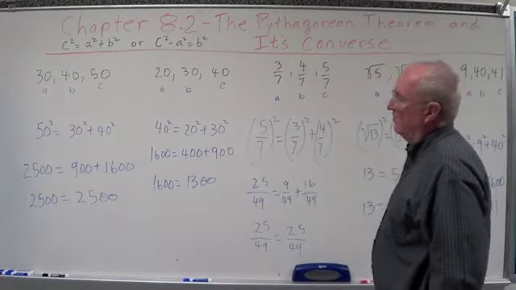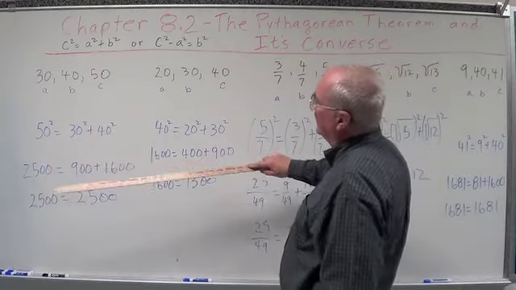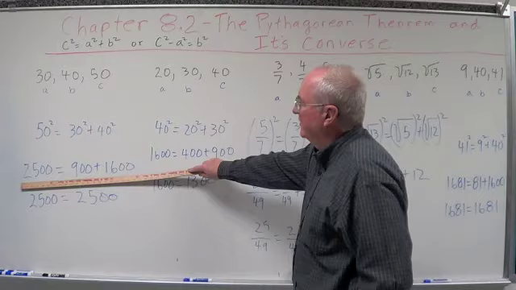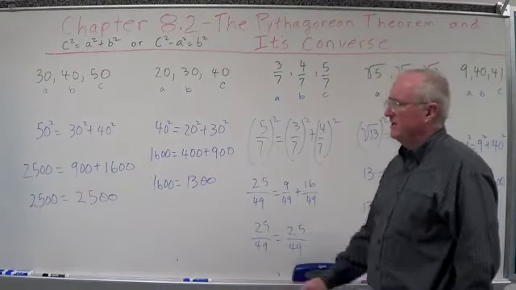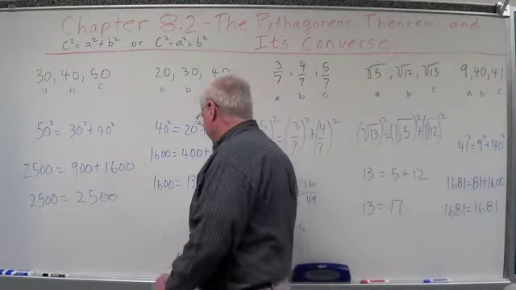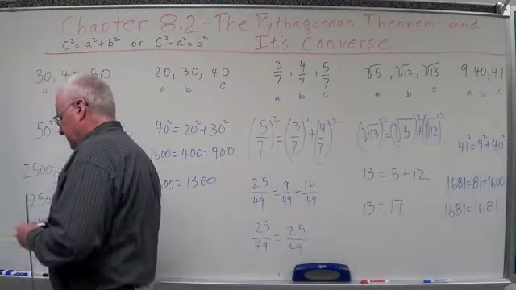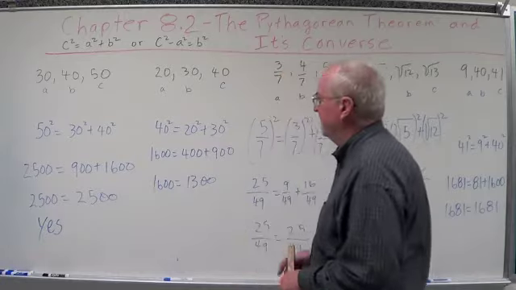The 50 is. So we're going to say 50 squared equals 30 squared plus 40 squared, and we're going to see if it's true. 2500 equals 900 plus 1600. 2500 equals 2500. Yes! That makes a right triangle.